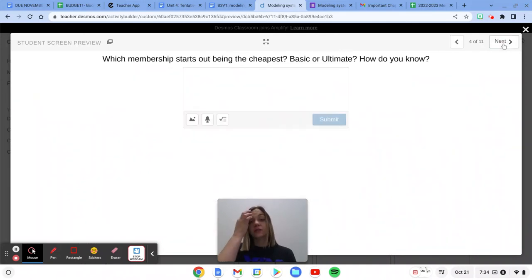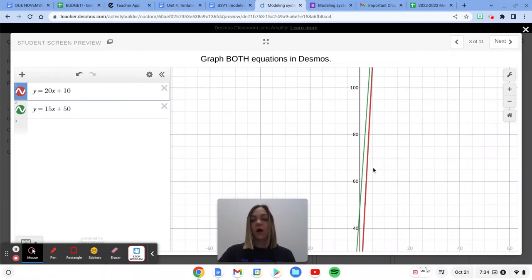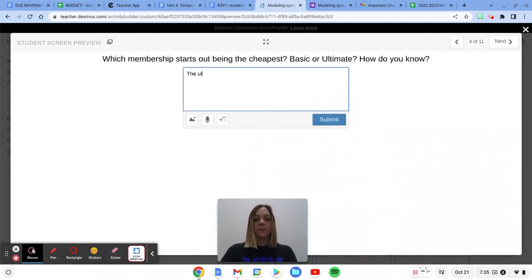And that's what the next question is. What starts out being the cheapest? How do you know? Well, when I'm looking at this, like I said, my cost is lower because the red line is underneath the green line. So the ultimate membership starts out being cheaper. And how do I know? I know because the ultimate line was below the basic line.